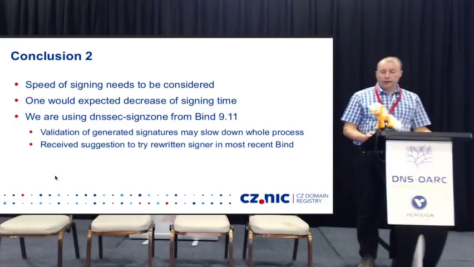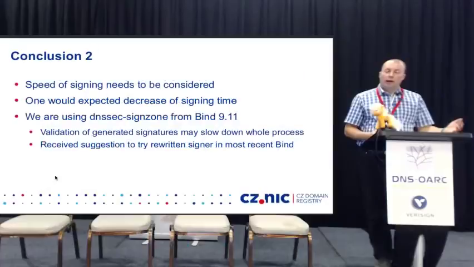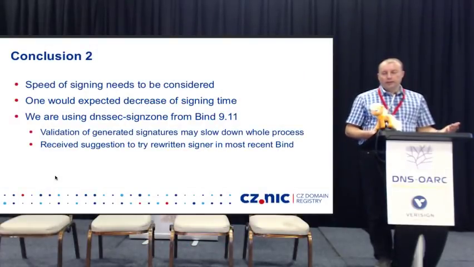And the second conclusion is speed of the signing. Even though we expected that it would decrease, it actually increased. We are using dnssec-signzone from BIND 9.11. Maybe that's something that is connected with that. There are some validation checks during the signing that internally validate that the signing is correct, and everyone knows that the validation of ECDSA is quite time consuming, so maybe this slows down the whole process.